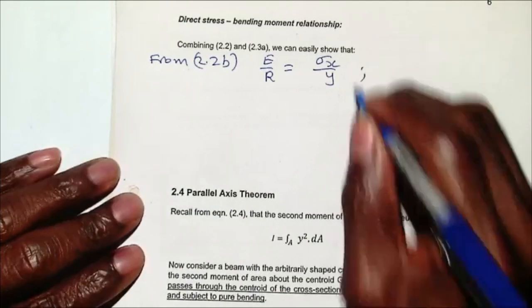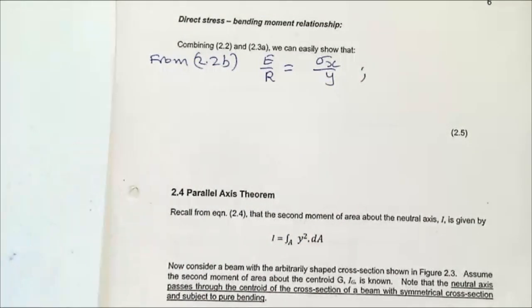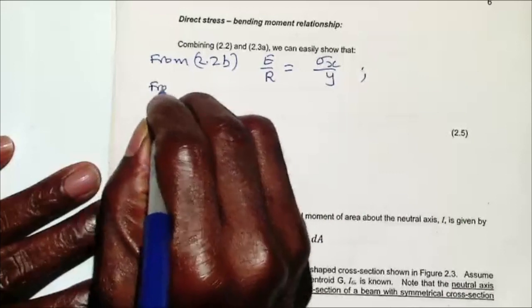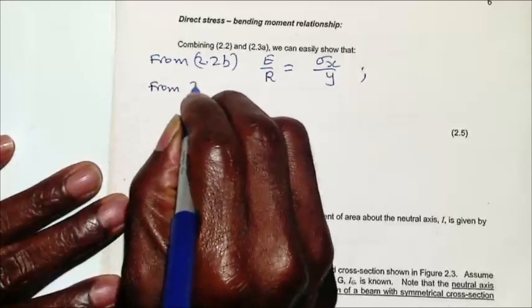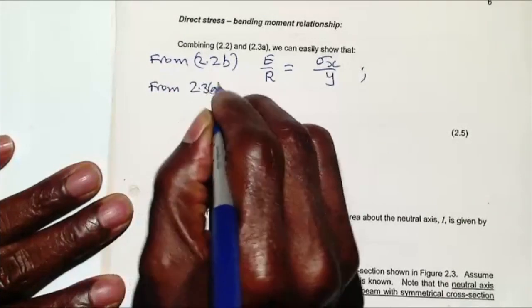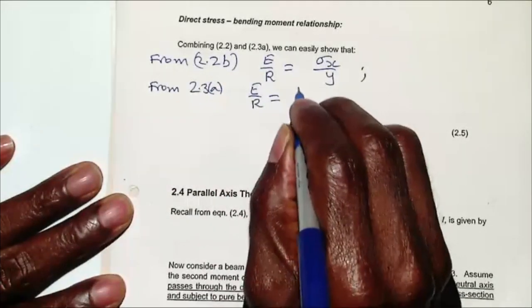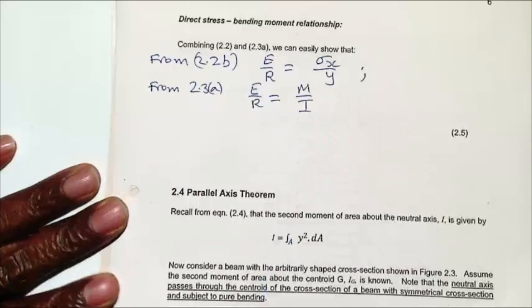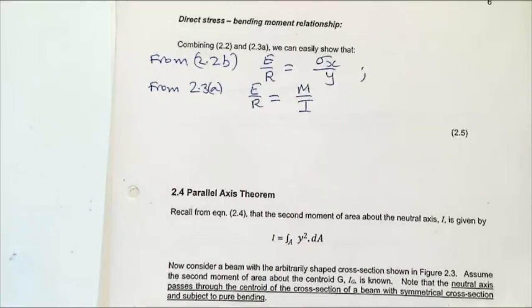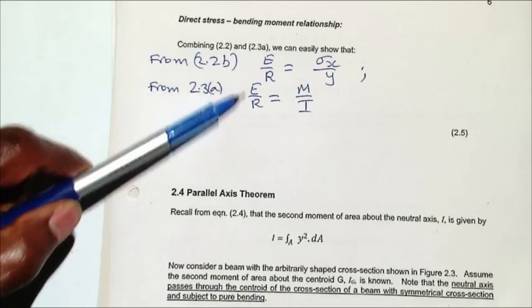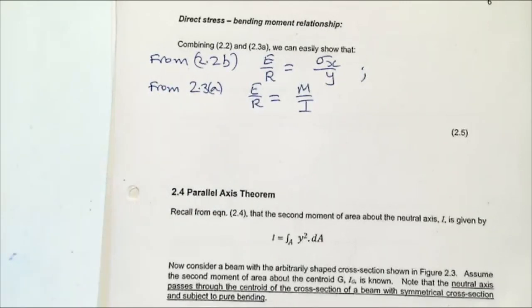Okay, so that's the first one. And the one that we've just shown here from 2.3a, which is E over R equals M over I. So we have two equations which give us what modulus over radius of curvature is.